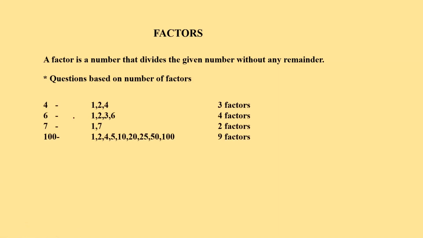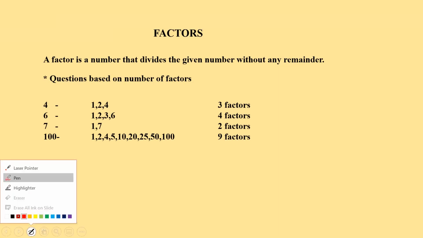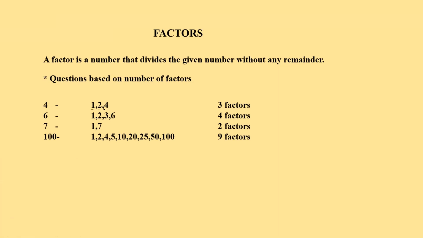Let's take a few examples here. Let's take small numbers so that we are not confused too much, and we don't get too many factors. If you look at the number of factors of 4, I know that 4 has factors 1, 2 and 4. So there are a total of 3 factors. For 6, the factors are 1, 2, 3 and 6. There are 4 factors. For 7, 1 and 7. So there are 2 factors. And for 100: 1, 2, 4, 5, 10, 20, 25, 50 and 100. So there are a total of 9 factors here.